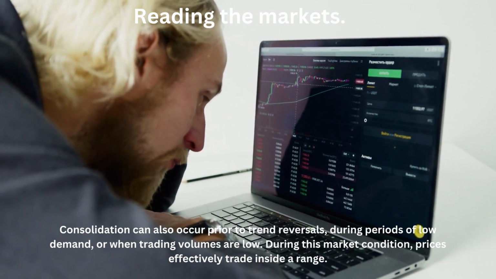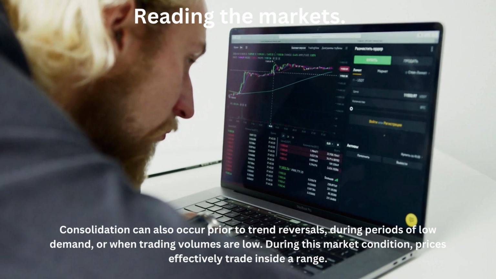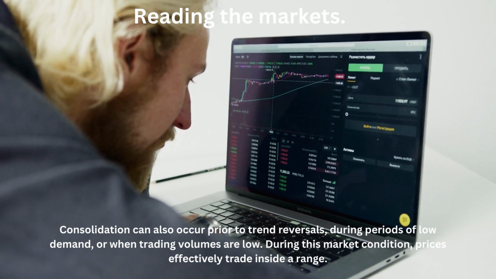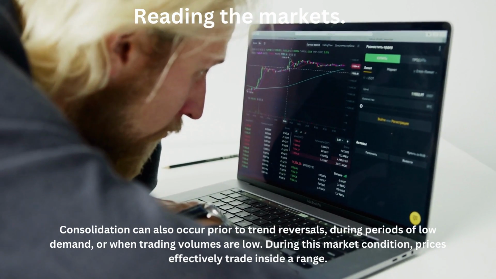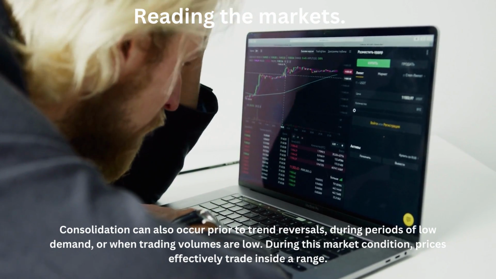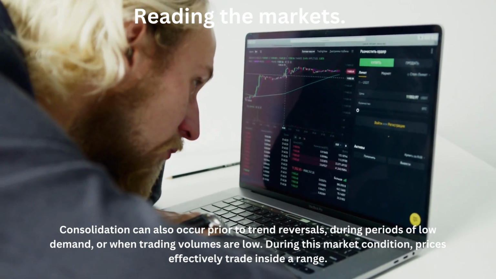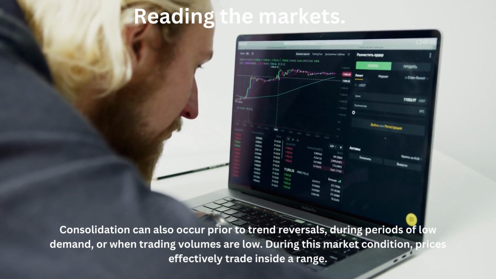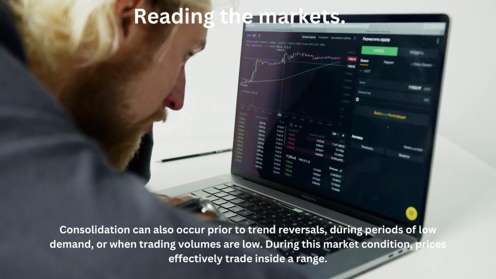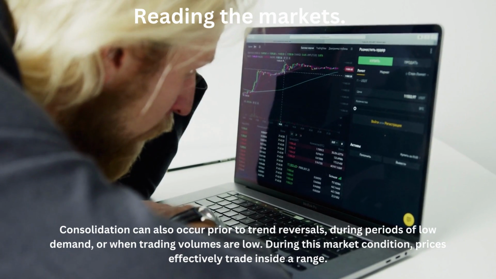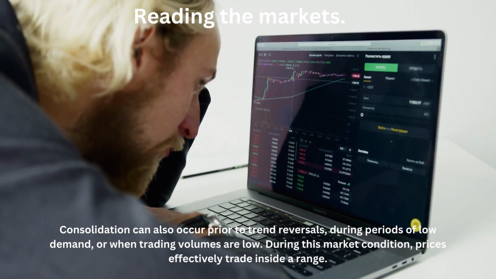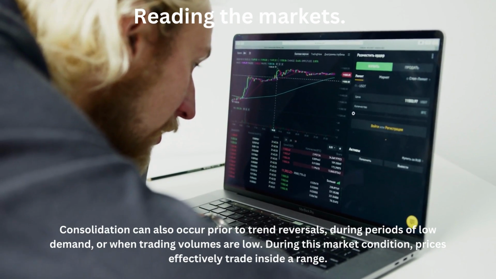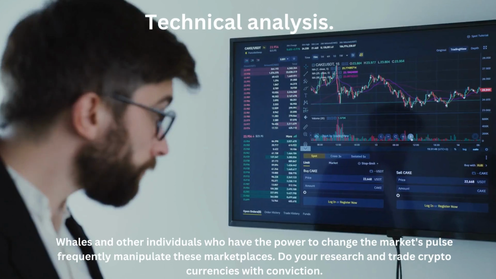When the price oscillates back and forth or stays within a range, the market is said to be consolidating. Consolidation phases typically occur when an asset is cooling off after a rapid rising or negative trend, and they are easier to notice on larger time frames, such as daily charts or weekly charts. Consolidation can also occur prior to trend reversals, during periods of low demand, or when trading volumes are low. During this market condition, prices effectively trade inside a range.